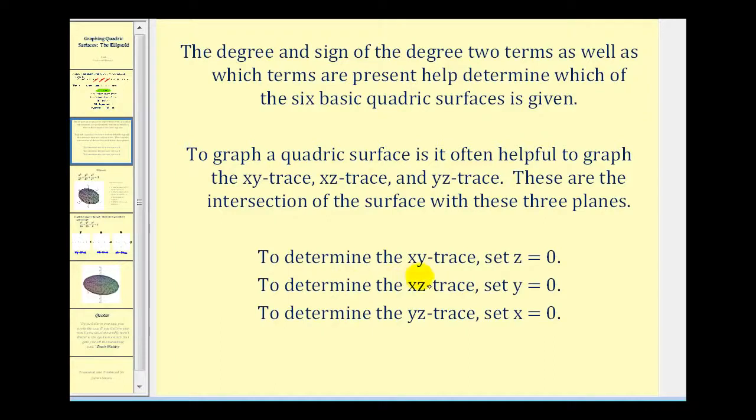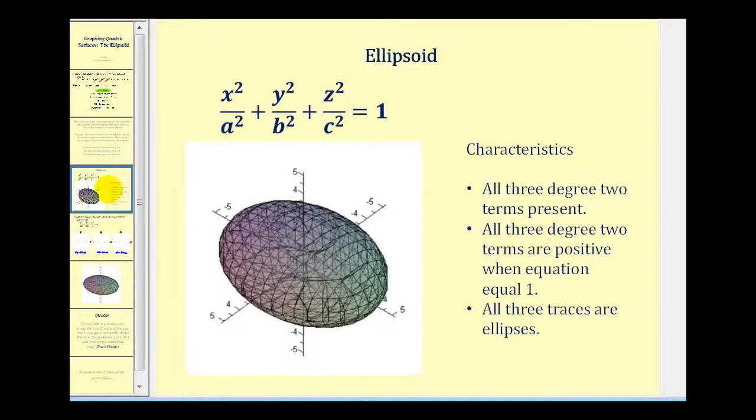Now, to determine the xy trace, we're going to set z equal to 0. To determine the xz trace, we'll set y equal to 0. And to determine the yz trace, we'll set x equal to 0. So here's the form for an ellipsoid. Notice all 3 squared terms are present. They're all positive when the equation is equal to 1. So we're going to go ahead and take a look at an example where we determine each of the 3 traces.